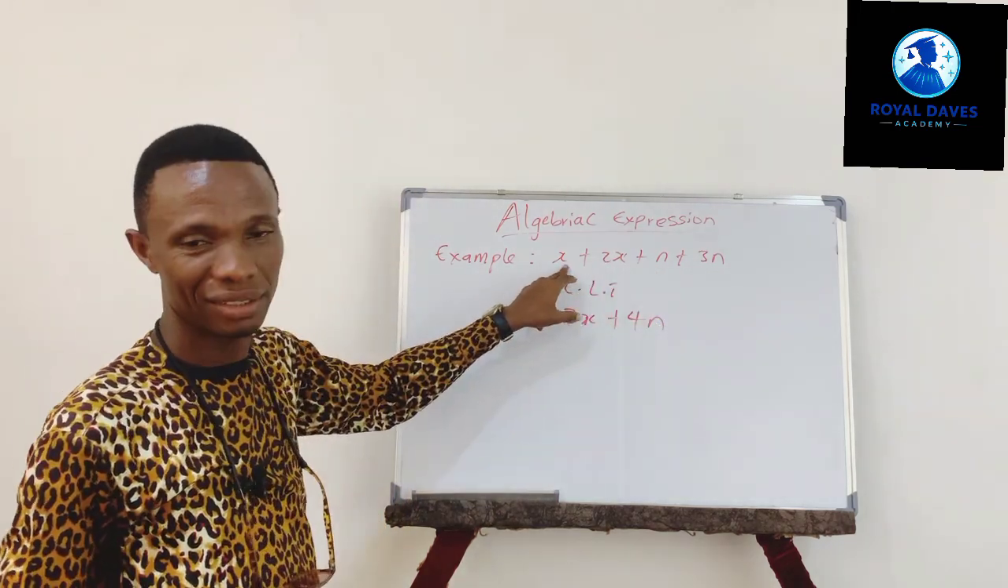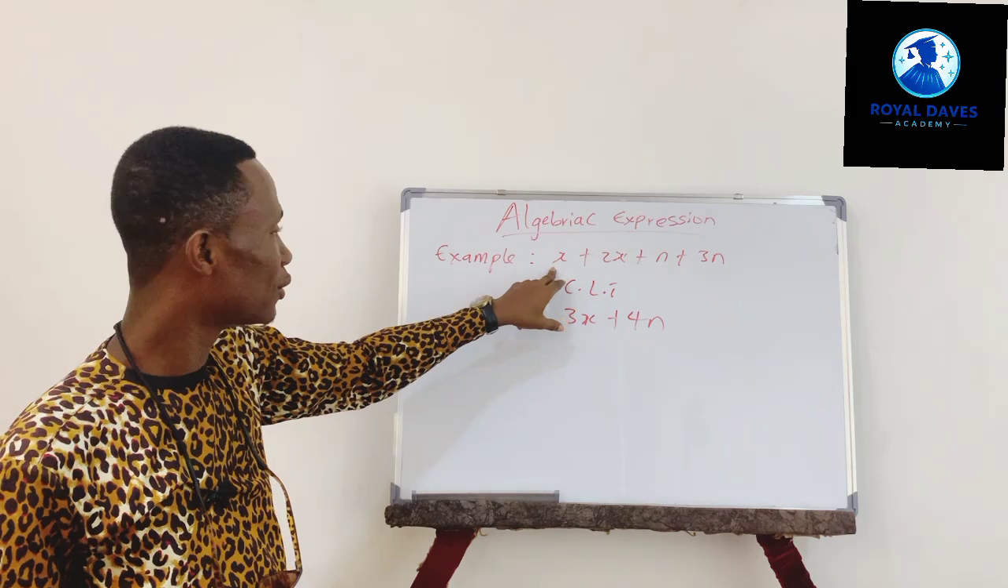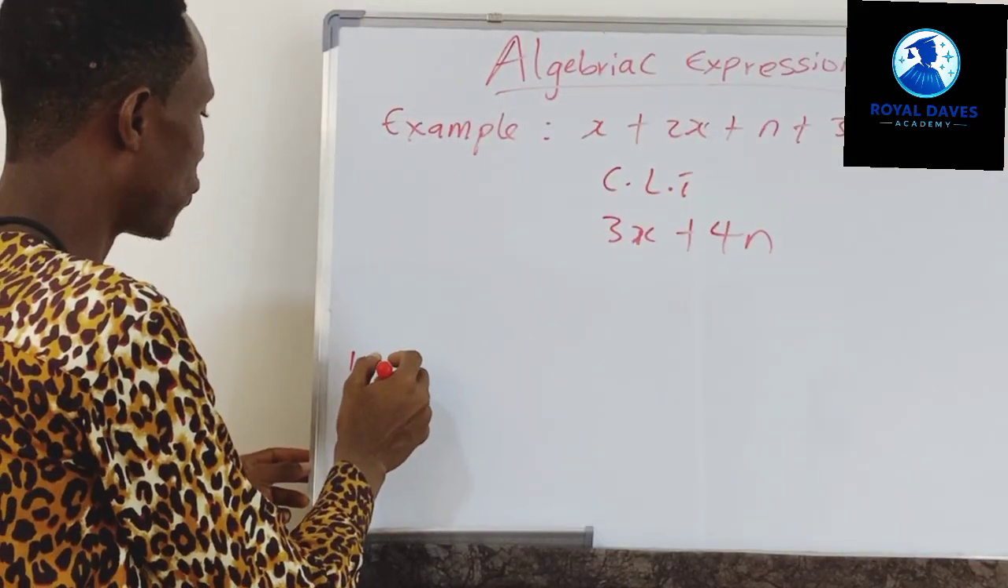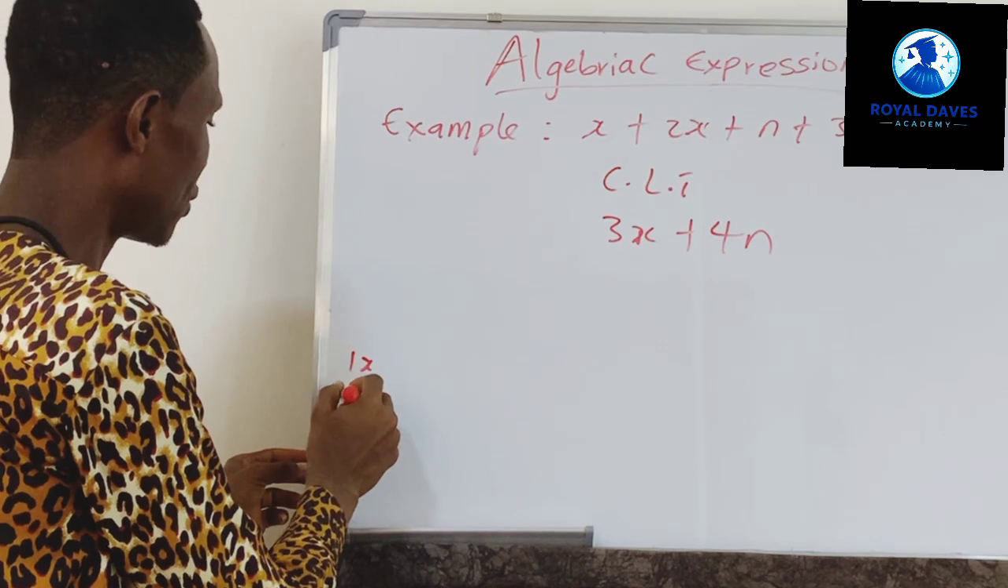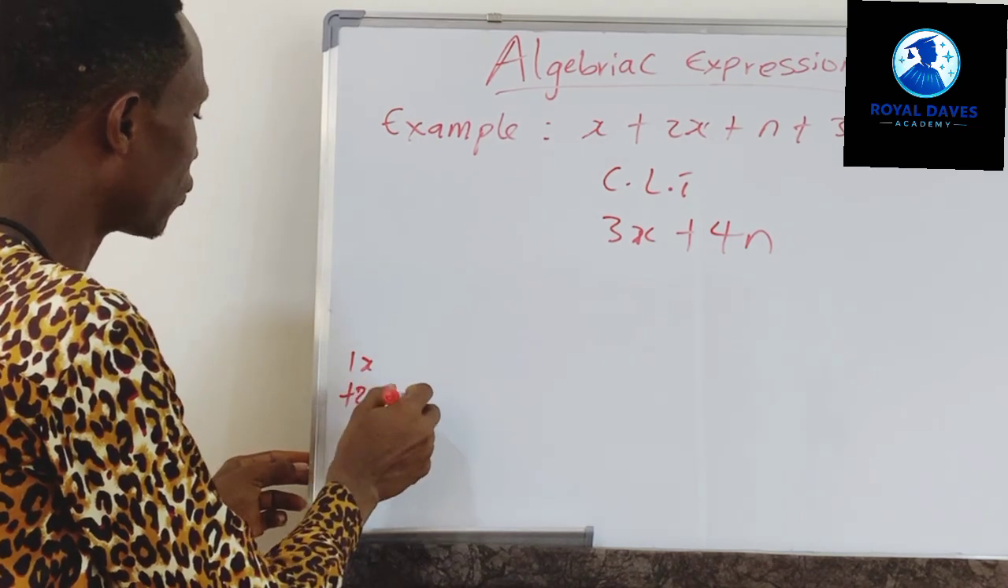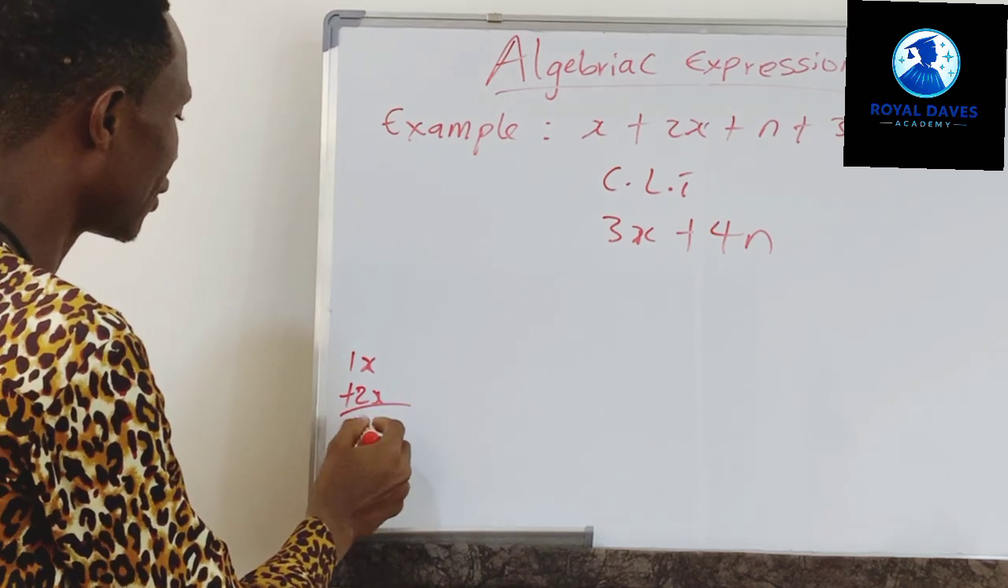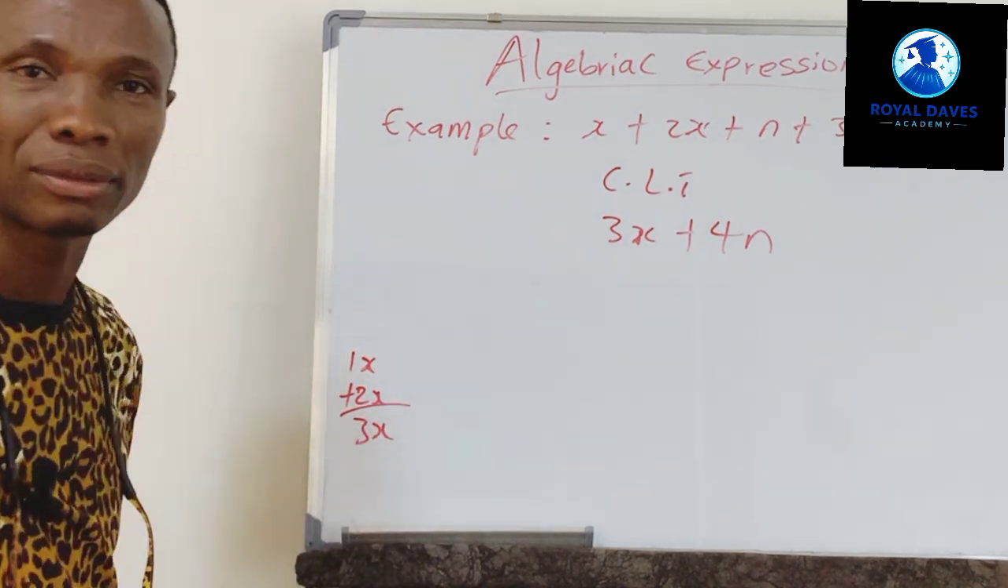Just like saying 1 xylophone plus 2 xylophones to give you 3 xylophones. It's as simple as that. So this is what we call algebraic expression.